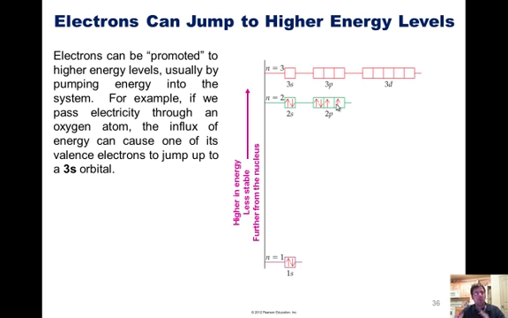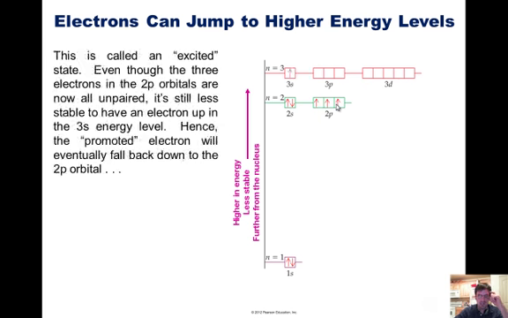Now, electrons can be promoted to higher energy levels, usually by pumping energy into the system. For example, if we pass electricity through an oxygen atom, the influx of energy can cause one of its valence electrons to jump up to a 3s orbital like this. You can see how the electron went from its 2p orbital up to the 3s orbital. I hope, at least. Let's take a look at it again.